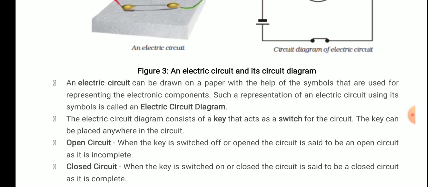When the key is not connected to the next one, meaning the two wires are not connected and the path is incomplete, the current cannot flow and the bulb will not glow. And in the closed circuit, the key is switched on, or connected, the current will flow throughout the path and it will have a complete path to flow, and the bulb will glow.